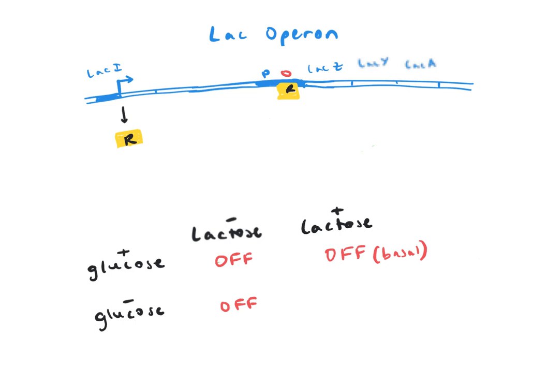Now, when lactose is present, we know that it should be on, right? But in order for it to be on and express robustly, the RNA polymerase needs to be activated. So first off, just to be totally thorough, the reason why the repressor is not able to bind to the operator anymore is because it's bound to the inducer. It's bound to allolactose.